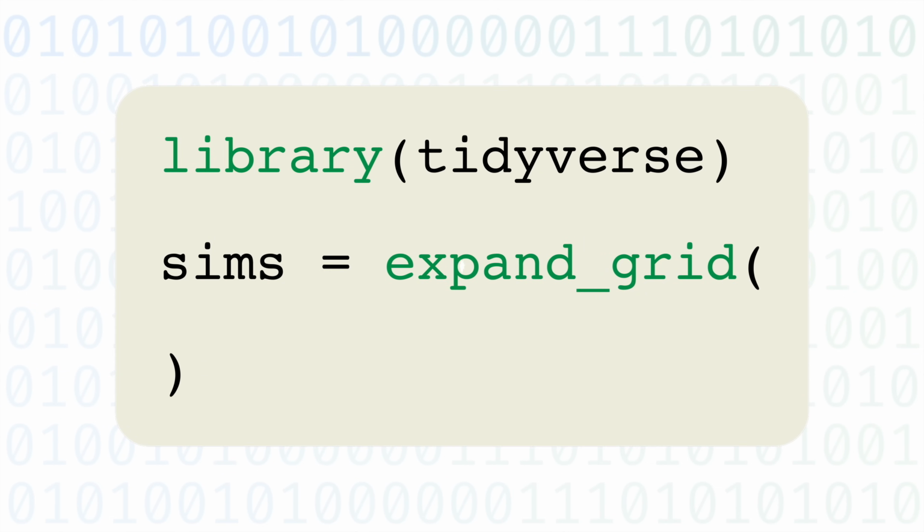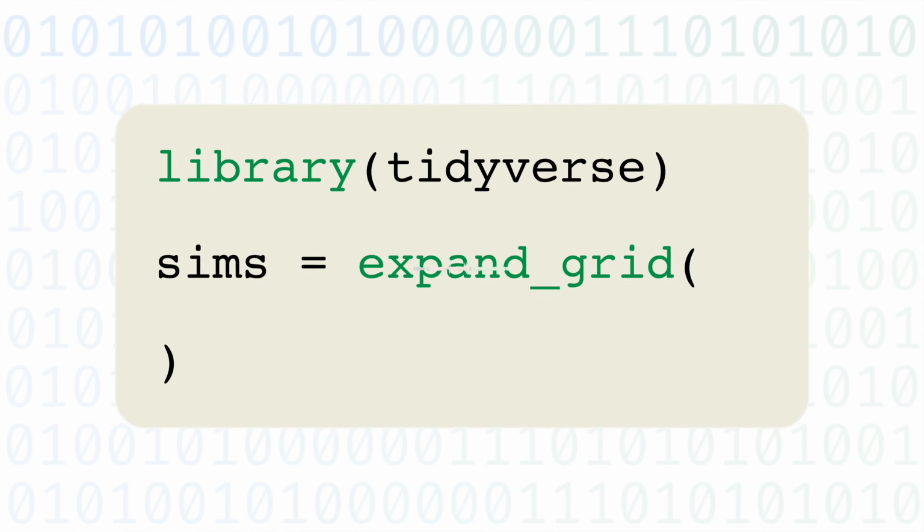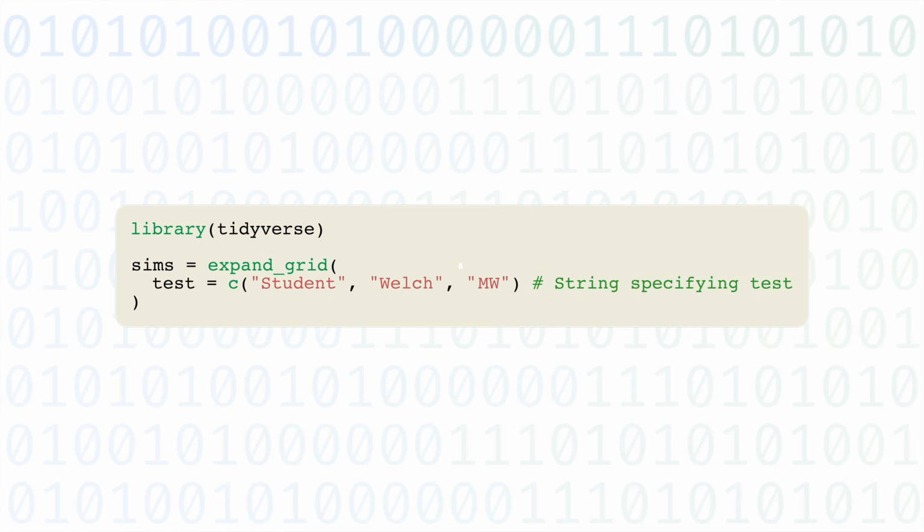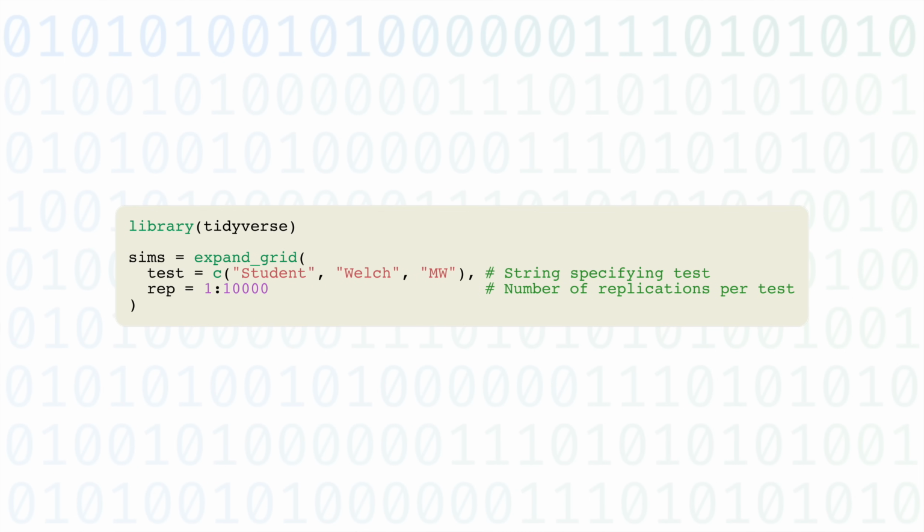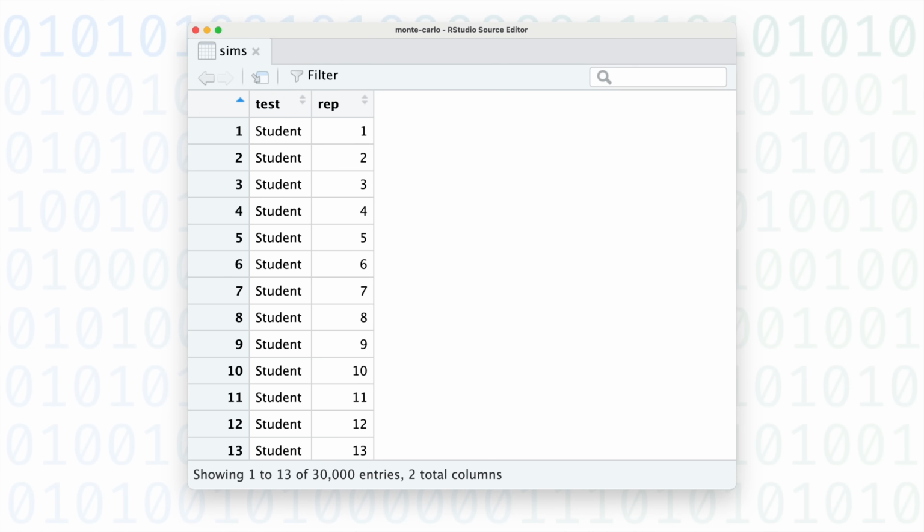I'm going to use the expand grid function from the tidyr library to do this. I'm going to pass in 2 vectors, one containing the strings to represent all the hypothesis tests I want to run, and another vector that numbers all the replications we want to do for each test. What expand grid does is that it takes all the vectors in it and creates a new tibble that contains all the possible combinations of the vectors within it. Therefore, each row in this tibble represents a single replication we need to perform.